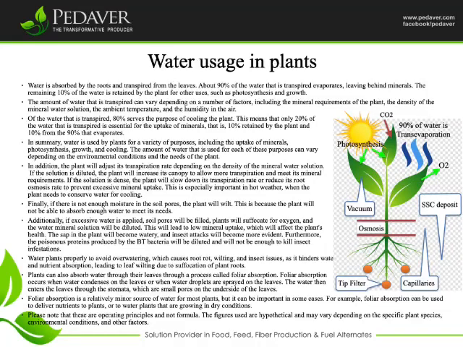In summary, water is used by plants for a variety of purposes, including the uptake of minerals, photosynthesis, growth, and cooling. The amount of water that is used for each of these purposes can vary depending on the environmental conditions and the needs of the plant.